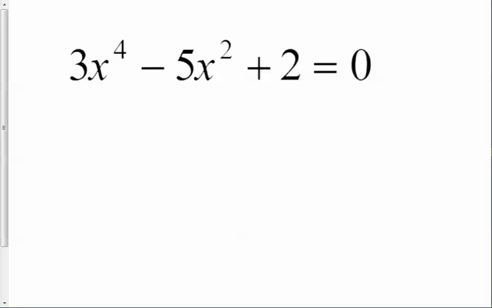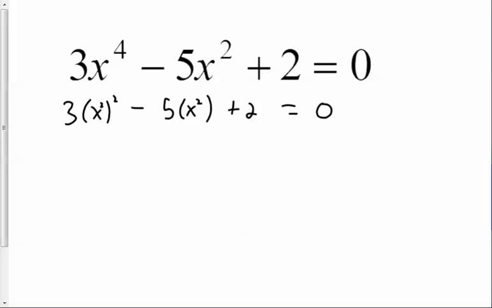On this one right here, it looks like you can't do anything, but if you look at it closely, it's 3x to the 4th minus 5x squared plus 2. The crazy thing about it is it's kind of like this. Let me write it like this: 3 times x squared squared minus 5 times x squared plus 2 equals 0. So it's kind of like a quadratic.